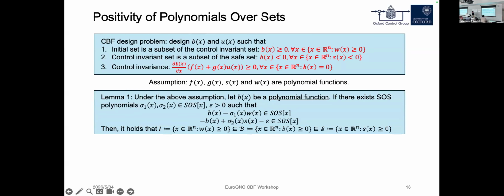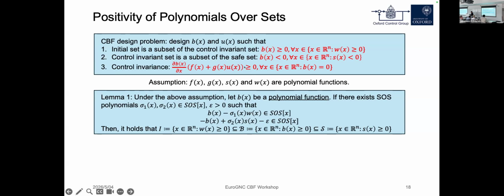I will only explain one of them to you. For the first condition, we want b of x to be greater than or equal to 0 for any x belonging to the set. The way we do this is to introduce a non-negative polynomial, sigma 1, which is an SOS polynomial. We say that if b of x minus sigma 1 of x times w of x is an SOS polynomial, then the first condition is true.